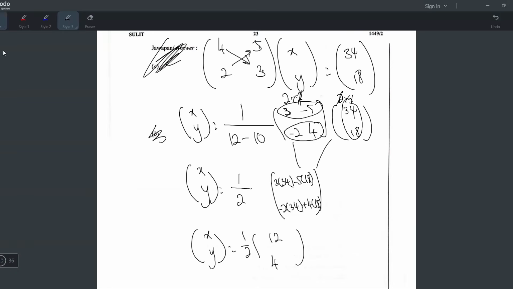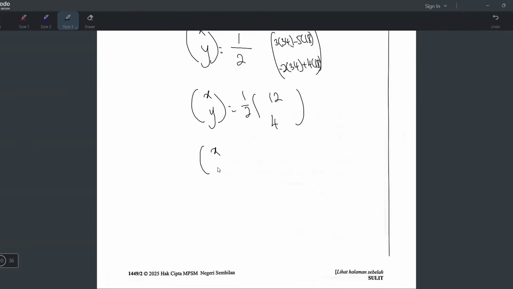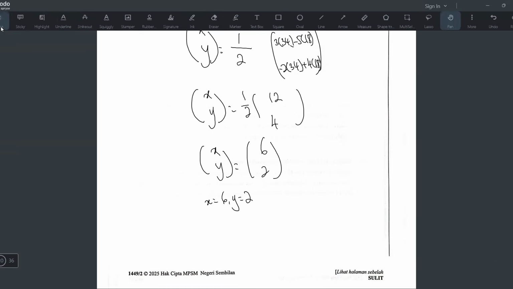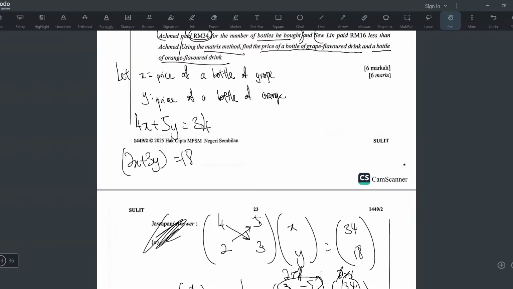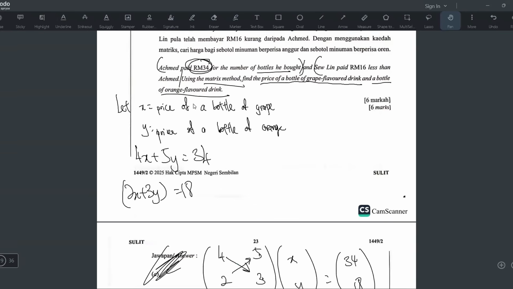Okay, multiplying by 1 over 2 means dividing by 2. So what is 12 divided by 2? 6. 4 divided by 2, 2. So after getting your x, y, now you know your x is 6, your y is 2, right? But I don't recommend you to stop here. Because this x, y, the question doesn't say to find x, y. The question asks to find the price of a bottle of grape and a bottle of orange, right? So I recommend you change it back to the price of a bottle of grape and orange.